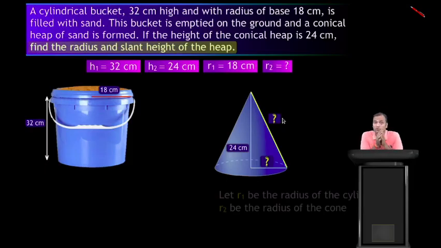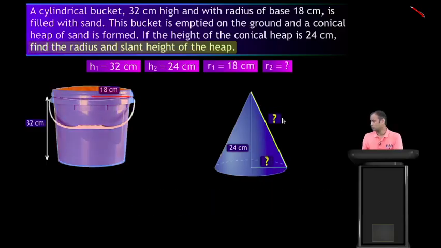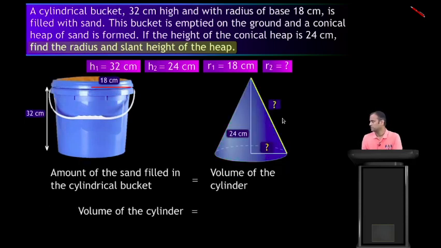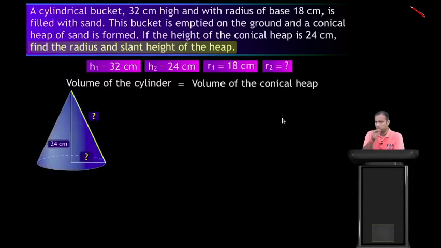So what is it? Yes, very good. The volume of the cylinder is equal to the volume of the cone. We will equate the volumes of both solids. The volume of the cylinder is equal to the volume of the conical heap. So again, what is the volume of the cylinder? We know that the volume of a cylinder is, yes student, very good, pi r square h.